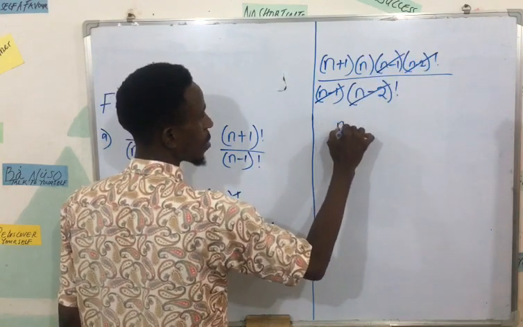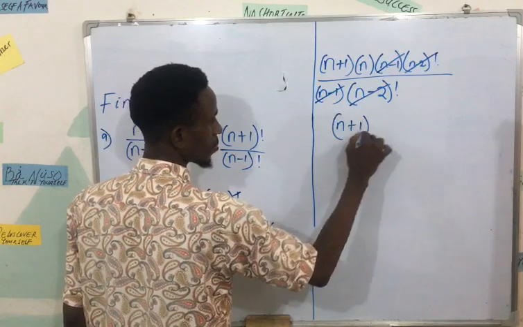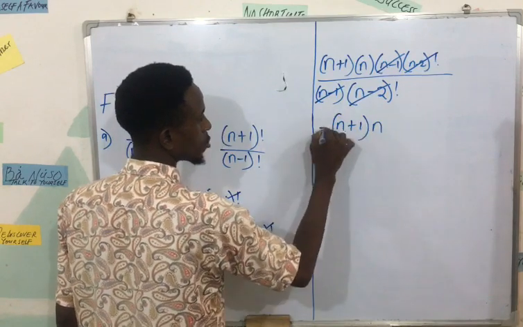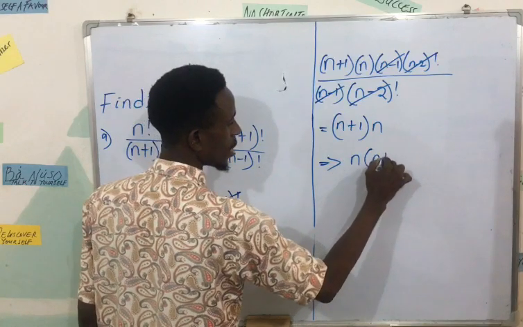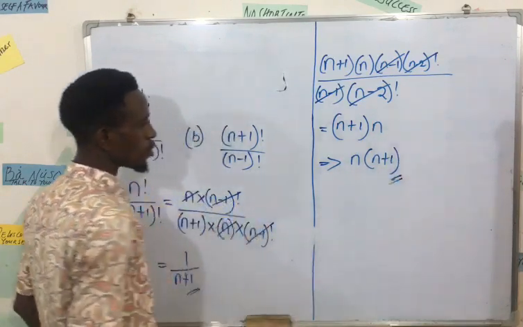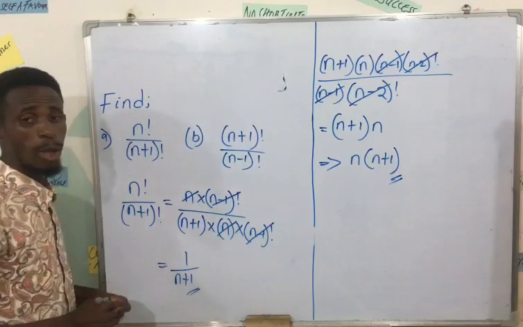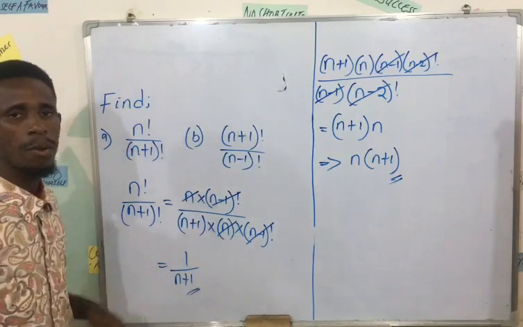I'll now have n plus 1 multiplied by n, which finally gives me my n times n plus 1. So you see, approaching this factorial, it's very simple. It's very simple to do this.